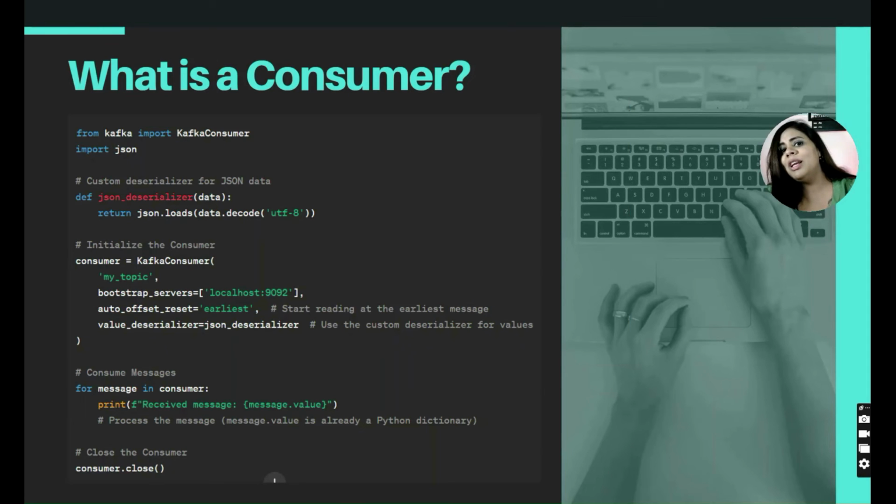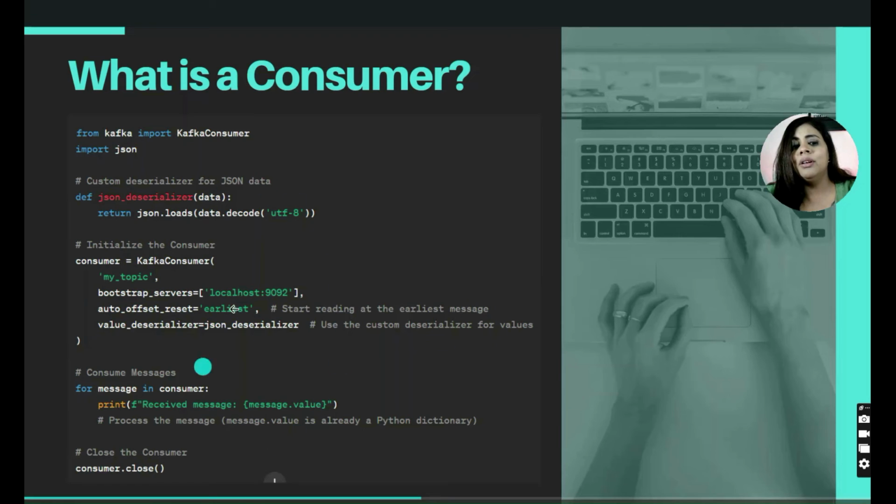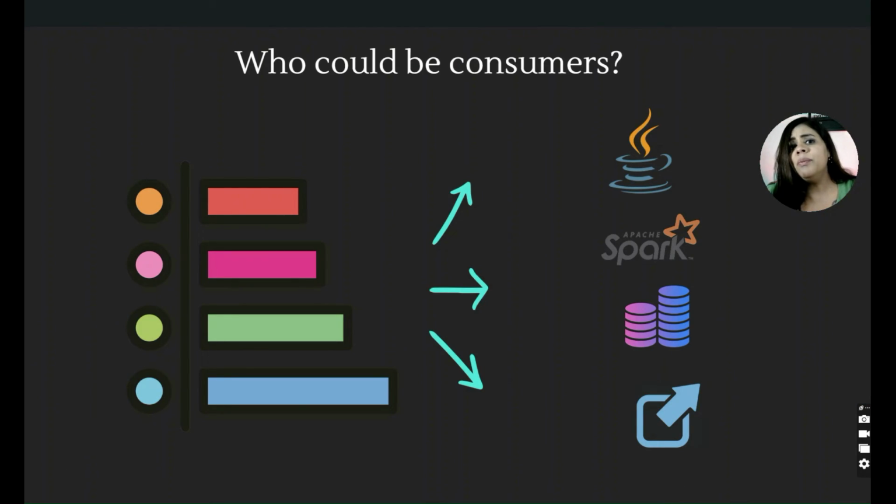Now let's talk about consumers. Consumers, just like producers, are nothing but simple programs. On my screen you can see an example of a simple Kafka consumer written in Python. Let's talk about something more about consumers. Who could be a consumer? A simple Java application, a Python application, or maybe a distributed framework like Spark, Flink, Kafka Streams, or any external application that knows how to connect to the Kafka cluster and consume the data. It could be a consumer.